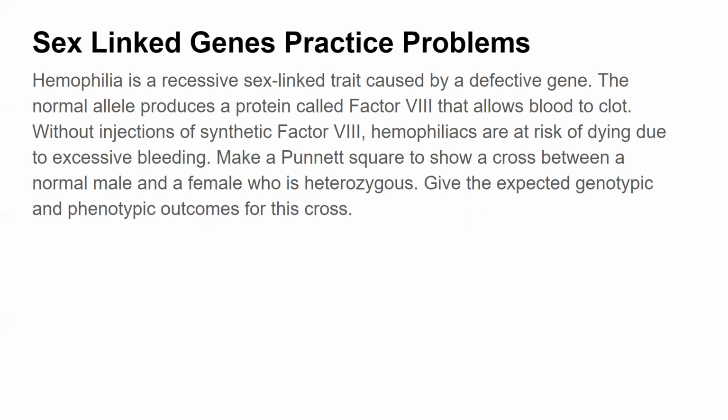Okay, number 1, part D. The normal allele produces a protein called factor 8 that allows blood to clot. Without injections of this factor, hemophiliacs are at risk of dying due to excessive bleeding. Make a Punnett square to show a cross between a normal male and a female who is heterozygous.